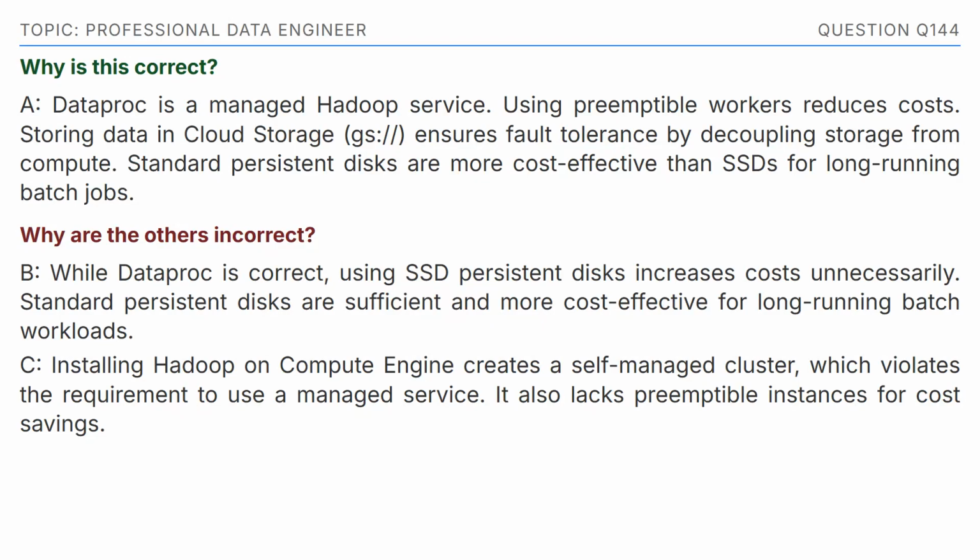A. Dataproc is a managed Hadoop service. Using preemptible workers reduces costs. Storing data in Cloud Storage, gs://, ensures fault tolerance by decoupling storage from compute. Standard persistent disks are more cost-effective than SSDs for long-running batch jobs. Why are the others incorrect?